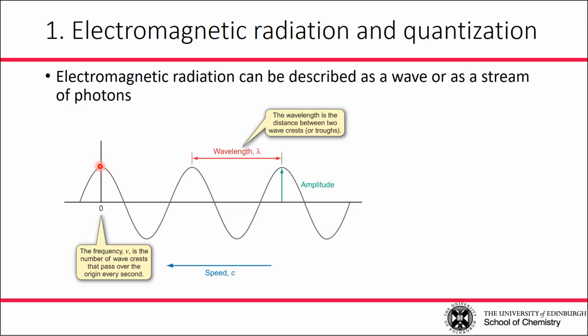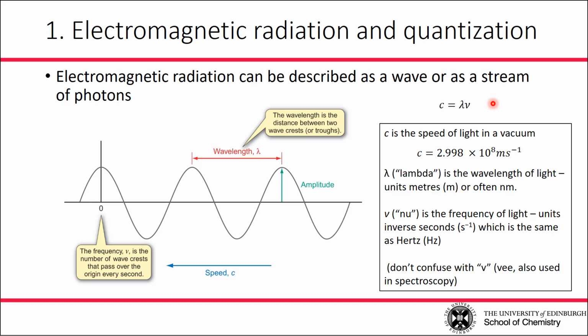Frequency and wavelength are clearly related by the speed at which light travels, and we can describe the relationship by this equation, where c is the speed of light in a vacuum. Note the units of wavelength and frequency, and note that the symbols for frequency and the letter V look very similar. We will use V for something else though in this course.